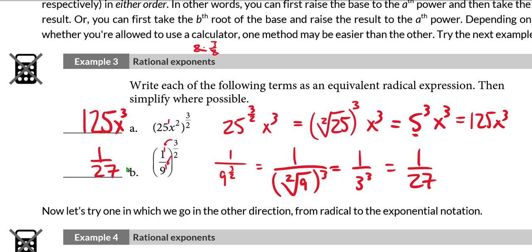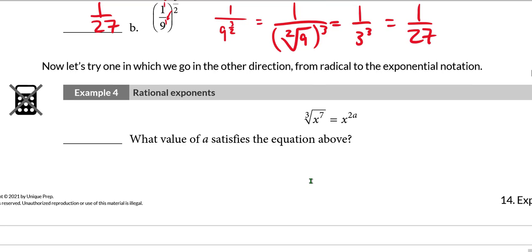At the bottom, what we are going to do is go in the opposite direction. We're going to go from radical form to exponential notation. So again, probably want to pause the video and try example 4 on your own if you are feeling confident with this stuff. If not, just watch me work through it.